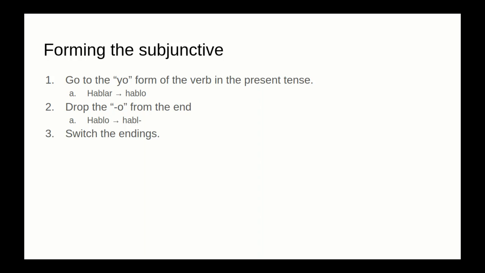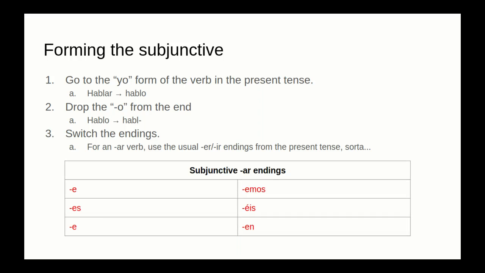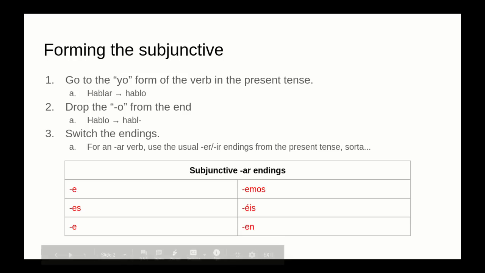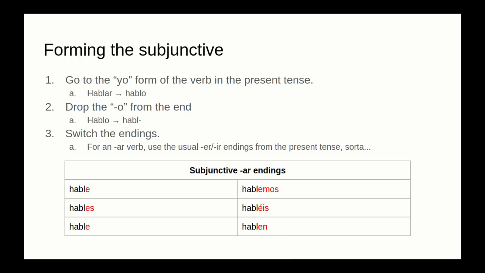Now we're going to switch the endings. What do I mean by switching the endings? If it's an AR verb, use the usual present tense ER-IR verb endings, sorta. Now what do I mean by sorta? Well, for an AR verb, the subjunctive endings are e, es, e, emos, éis, en. Note these are your ER endings, but the O form, rather than being an O, is now an E.